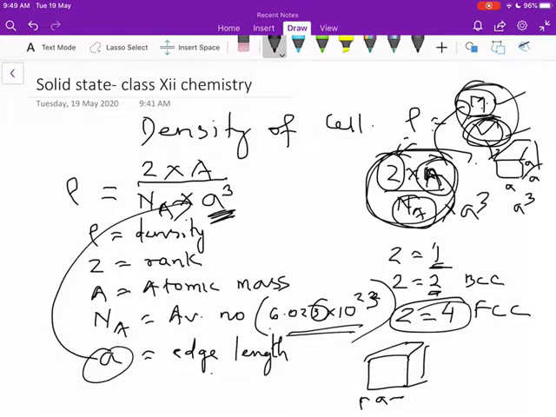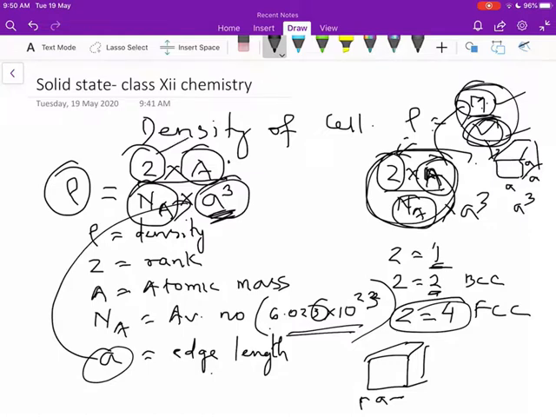Now you can see altogether how many terms there are in the formula. You have density 1, then rank 2, then atomic mass 3, Avogadro's number 4, and volume 5. So there are 5 terms in the formula, and out of these 5 terms you will be given directly or indirectly 4 terms. Values will be given to you in the question, and you have to find the 5th one.